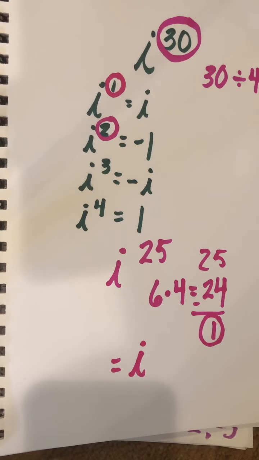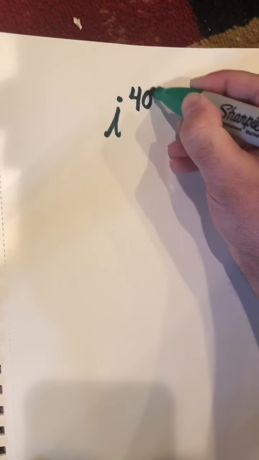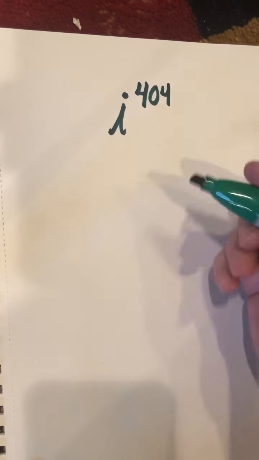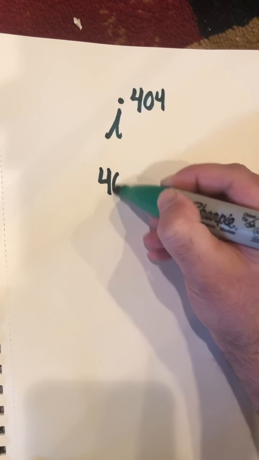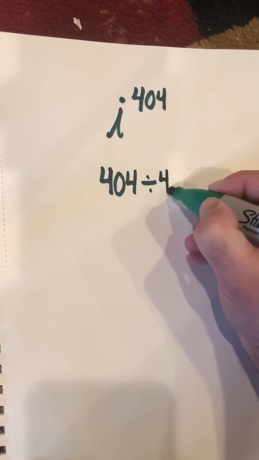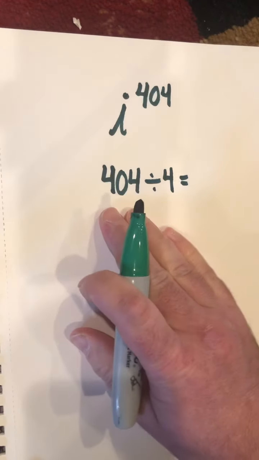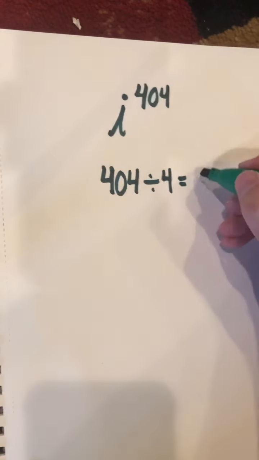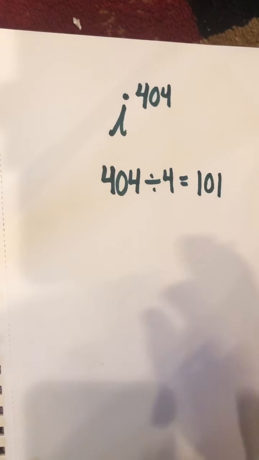So let's do a really beastly one. So here's a monster right here. Let's do i to the 404th power. Okay, so first step is I'm going to divide this by 4. So on a calculator, I would type 404 divided by 4. Now, the weird part is this. You're not going to come out with a decimal. You're going to come out with just a perfect whole number because this is going to come out to be 101. So there is no remainder on this one.